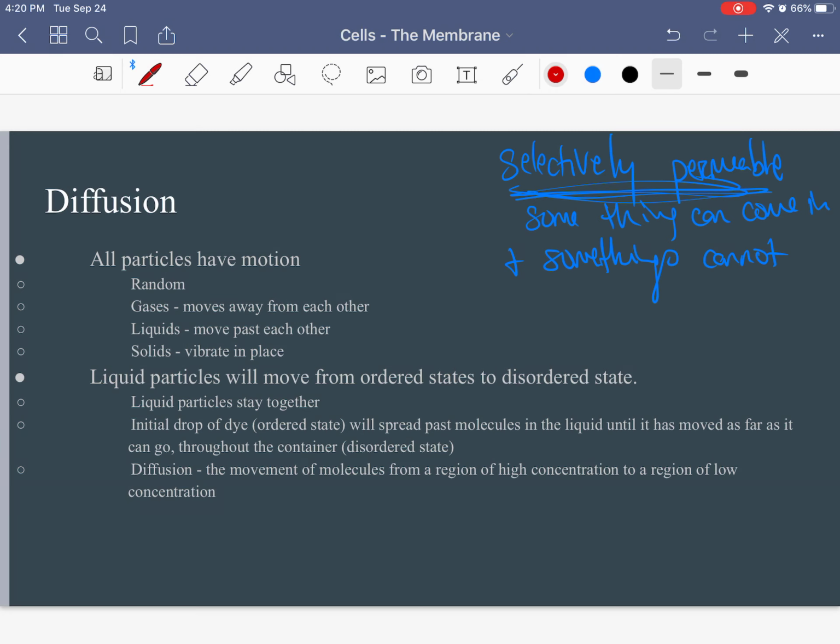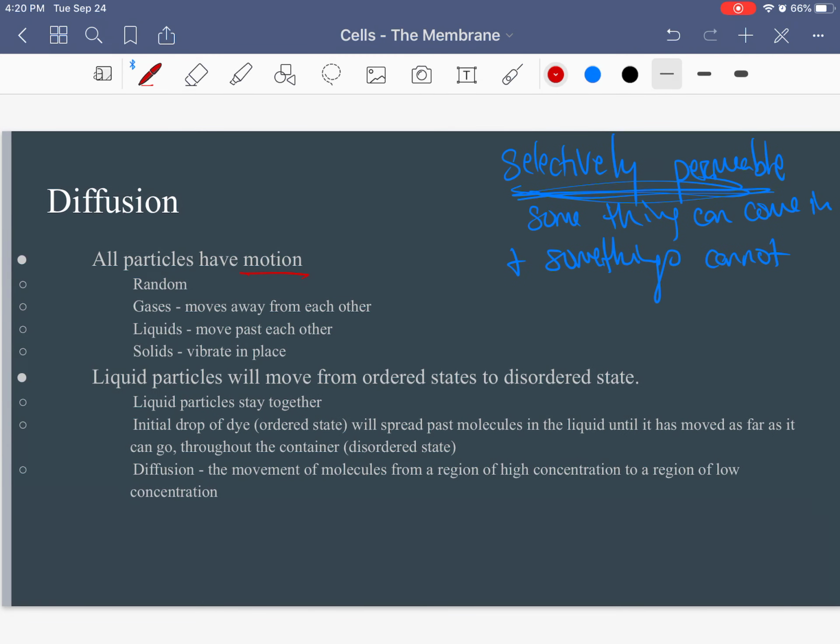All right. So all particles have motion. So what's the point of this? All particles have motion. Liquid particles want to move from ordered states to disordered states. And so what that means is that they're going to stay together, but they're going to interact with each other. And if we add a drop of dye, like food coloring, to water, the ordered state is that droplet, and it is going to spread out and move as fast as it can so that it fills the entire area to the disordered state. All right?